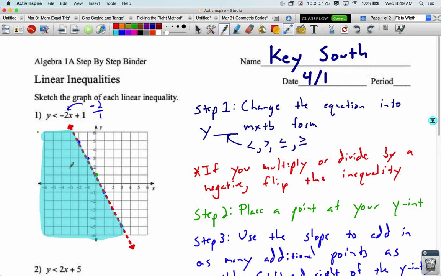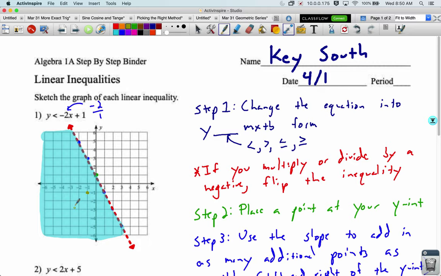So here I could just pick, you know, the origin is in our shaded region. I could pick -1, -1. I guess I'll do that. So -1 is less than 2 + 1. -1 is less than 1. That checks out. So we double checked with this point right here.